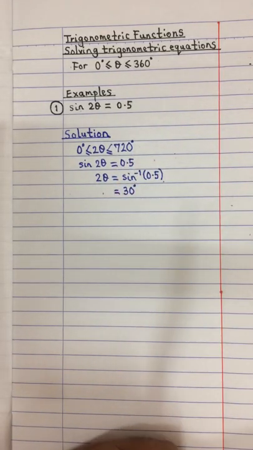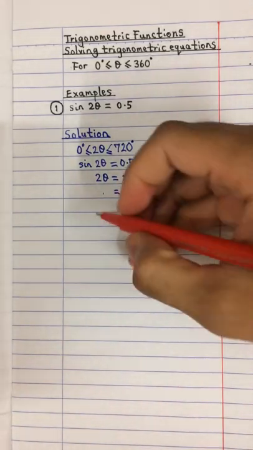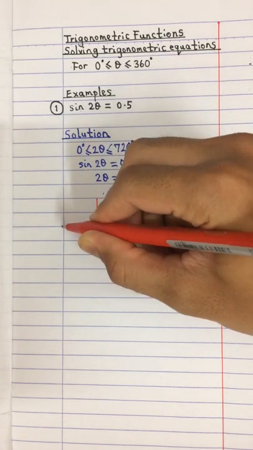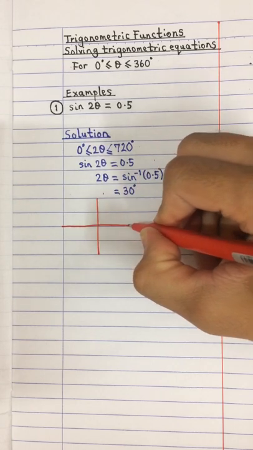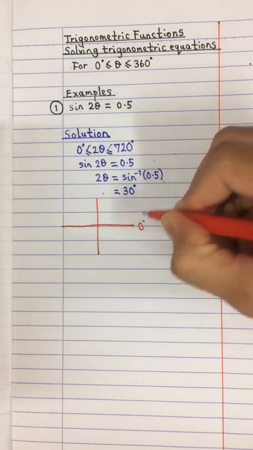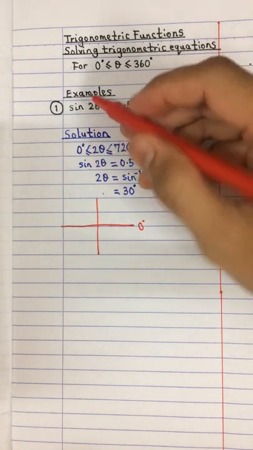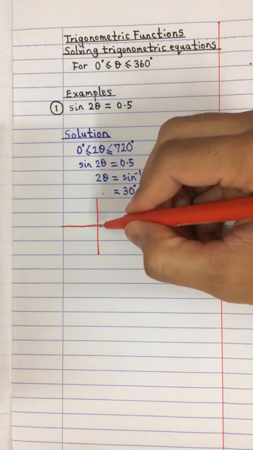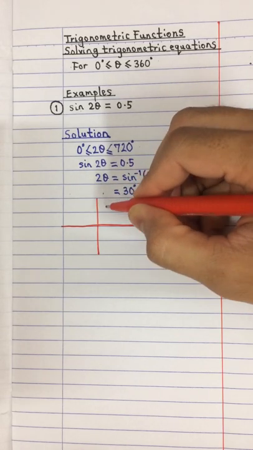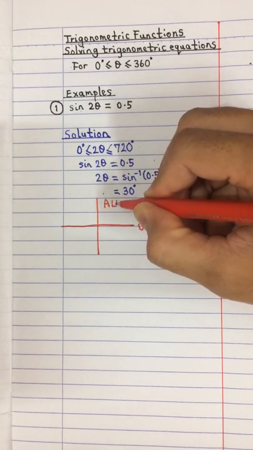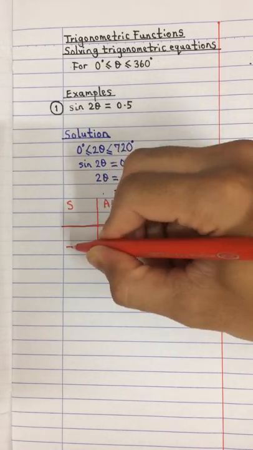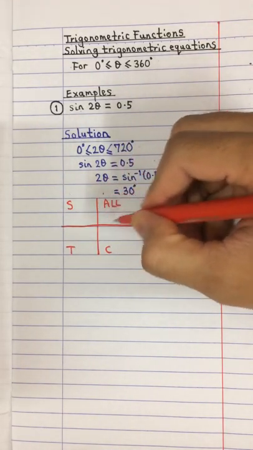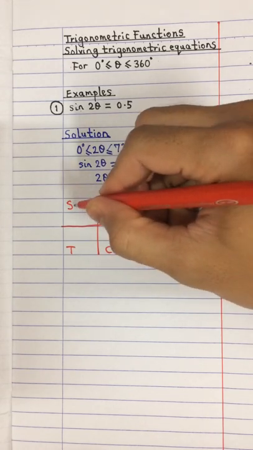In order to solve that, you have to draw your quadrants. So this is your quadrant, and you start with 0 degree. For sine positive, there are two places. If you memorize it like this, all science teacher crazy. Now you fill up the missing letters.